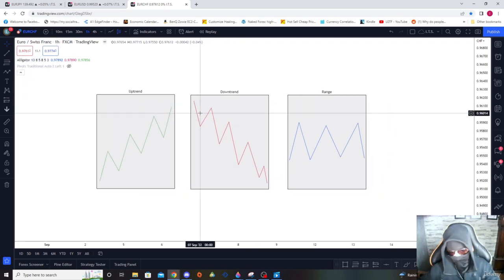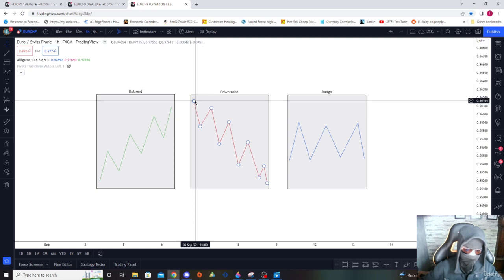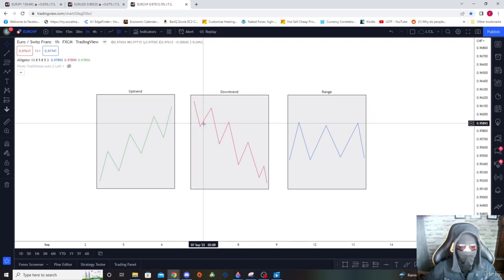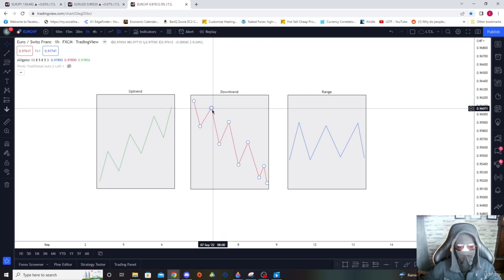And then it's basically the opposite for a downtrend. You'll have a move down, you'll make a lower low, then you'll come up for a pullback, make a lower high, come down, lower low, lower high, and so on, right?